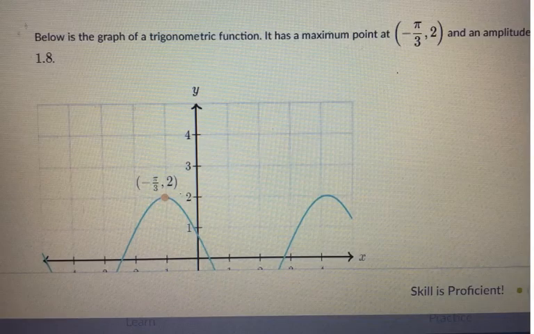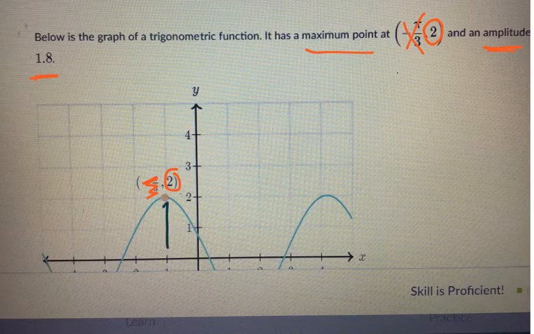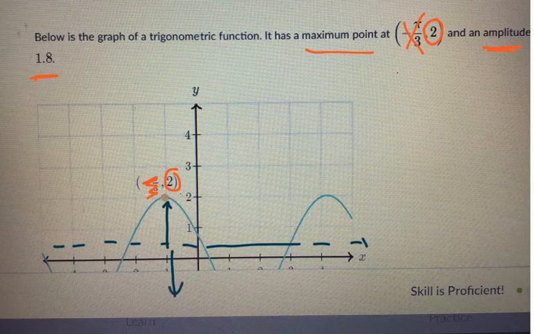All right, now let's look at the second problem here. Again, we're not worried about the x. We're given the max here at 2. See it right there? They tell us the amplitude is 1.8. Now remember, the amplitude means how far up from our midline, as well as how far down it goes from the midline. If the amplitude is 1.8, that means it goes up 1.8, it goes down 1.8 from the middle.